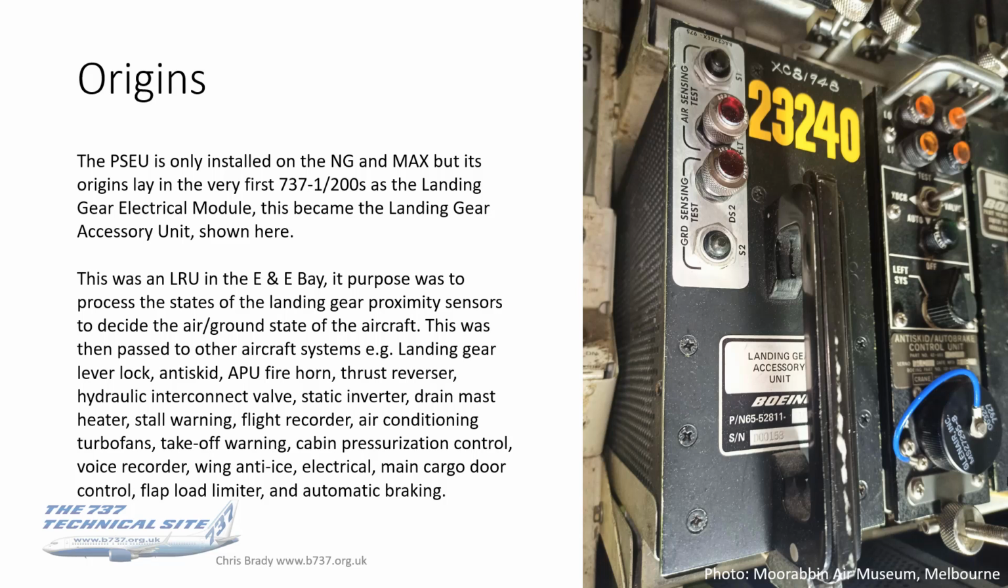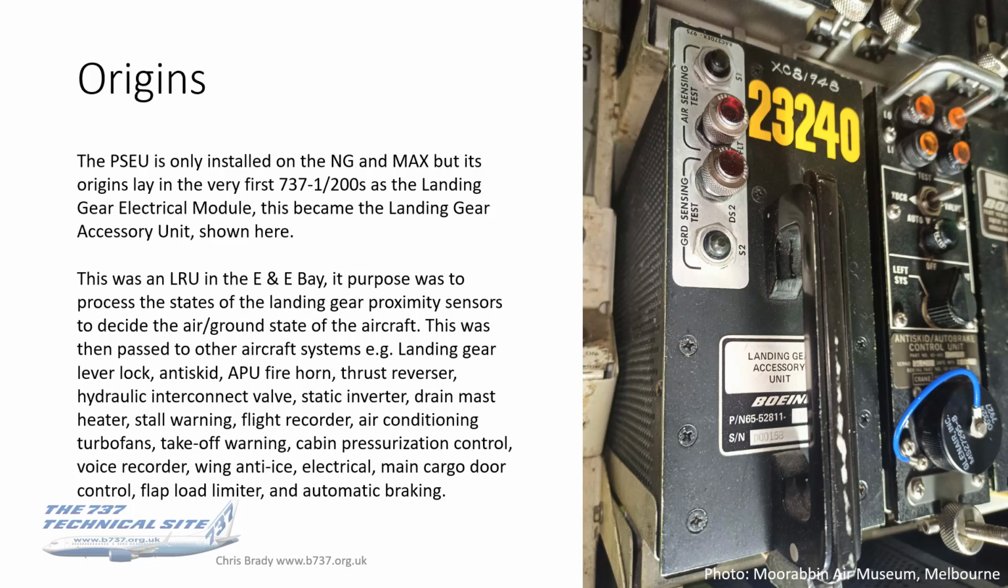Alright, let's have a look at the background. Whilst the PSEU is only installed on the NG and the MAX, its origins actually go back to the very first 737s ever produced, where it was known as the landing gear electrical module. I don't unfortunately have a photo of the original unit, but it's very, very similar to this one, which replaced it soon after, which is known as the landing gear accessory unit.